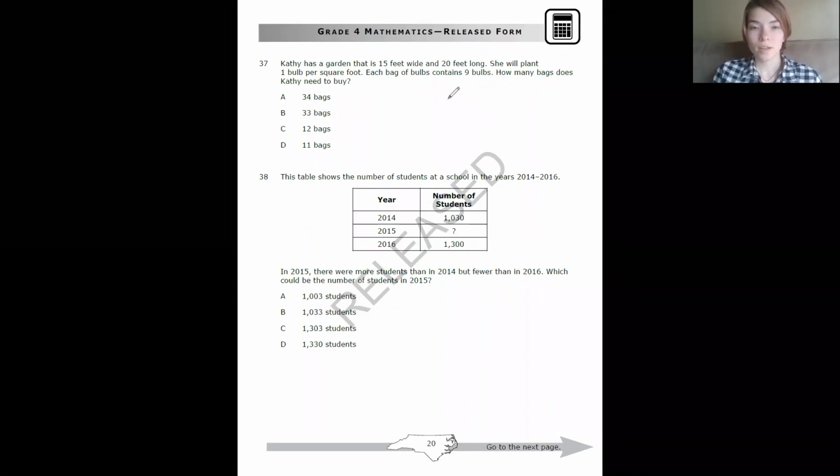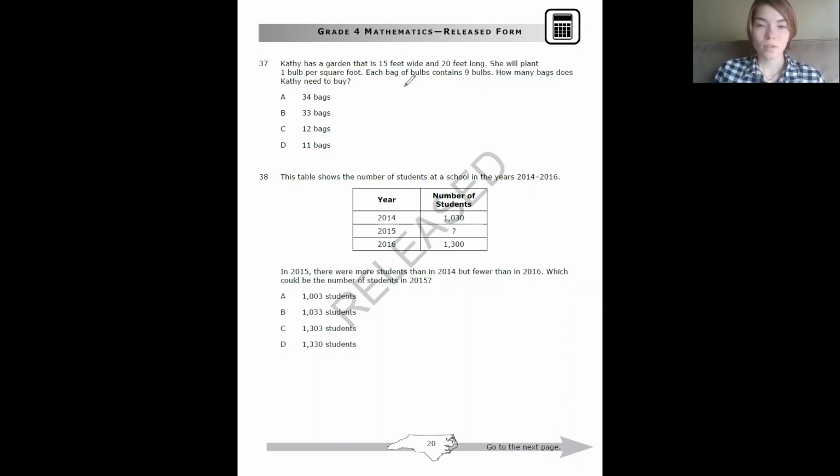Number 37. Kathy has a garden that is 15 feet wide and 20 feet long. She will plant 1 bulb per square foot. Each bag of bulbs contains 9 bulbs. How many bags does Kathy need to buy? Okay. So, firstly, we want to know how many square feet her garden is. So if this is the garden, it's 15 by 20. To find the number of square feet, we need to find the area of the garden, and we do that by multiplying the length and the width. So 15 times 20 equals 300.